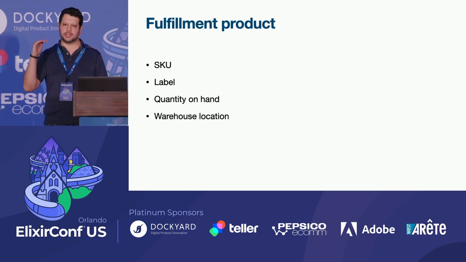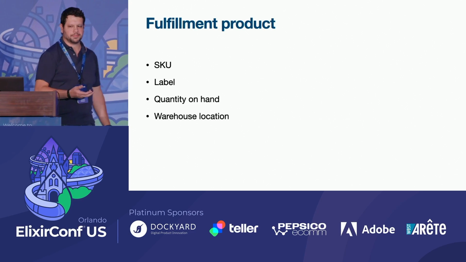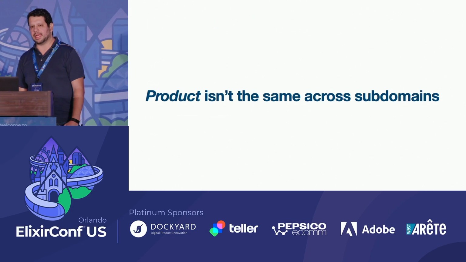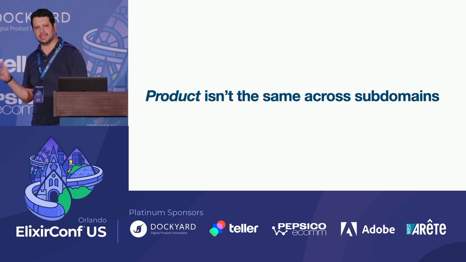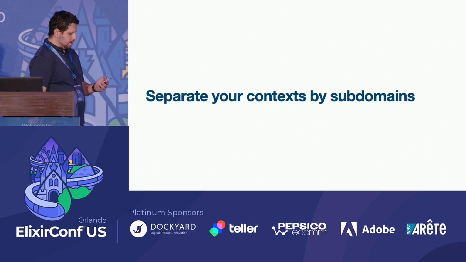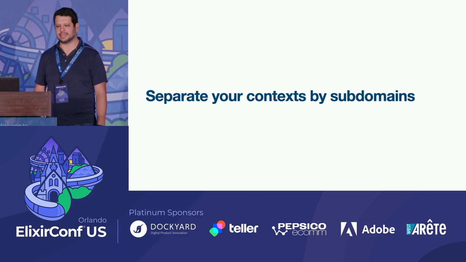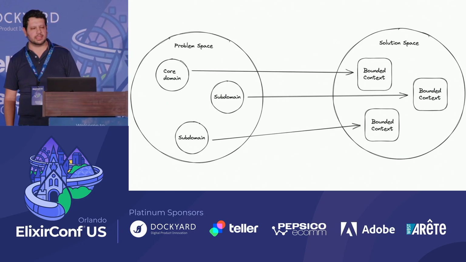They say SKU, a label that has the address, the quantity on hand, and the warehouse location. The point I'm trying to make is that the product that you thought was a single concept is not the same across subdomains. In fact, what we want to do is separate our context by those subdomains. If you think about it, this is what DDD recommends.